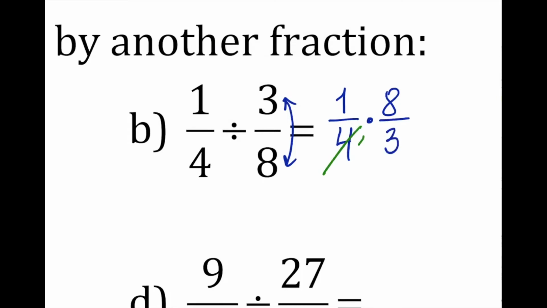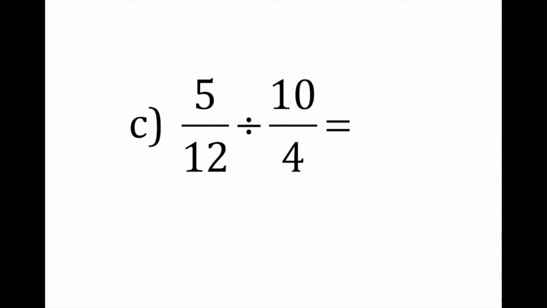Simplify, divide by 4, both these sides, the crisscross applesauce. So that will give me 2 over 3. Here's C. 5 over 12. Let's rewrite this to get our reciprocal. 4 over 10. And then we'll simplify this.